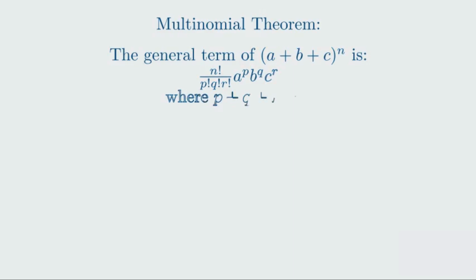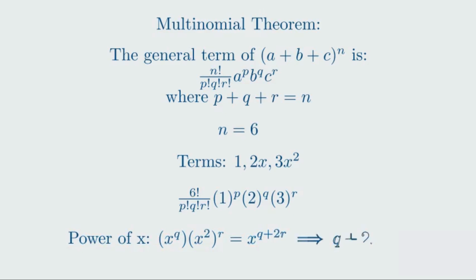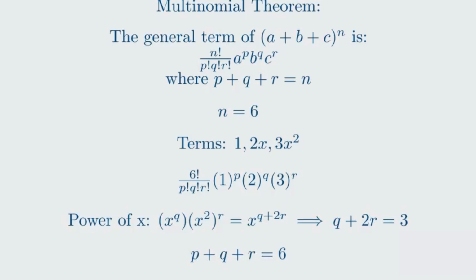So for our problem, the coefficient is 6 factorial over p factorial, q factorial, r factorial, times 1 to the p, 2 to the q, and 3 to the r. The condition for an x cubed term is that the sum of the powers of x from the terms in the expansion, which are x to the q and x to the 2r, must equal 3. So q plus 2r equals 3. We also know that the exponents must sum to 6: p plus q plus r equals 6. Now we just need to find all combinations of non-negative integers p, q, and r that satisfy both conditions.